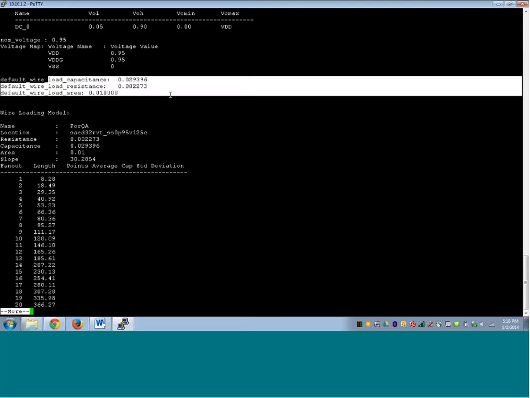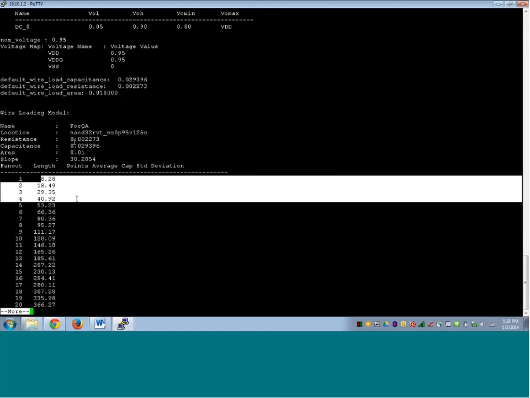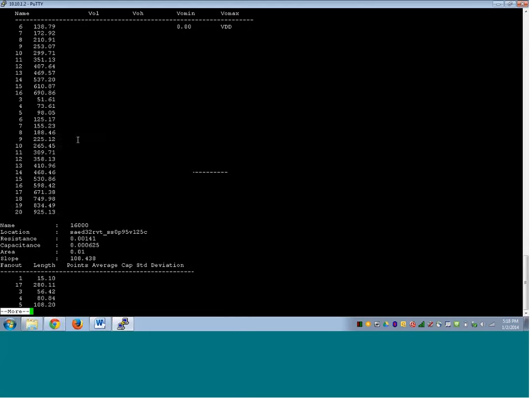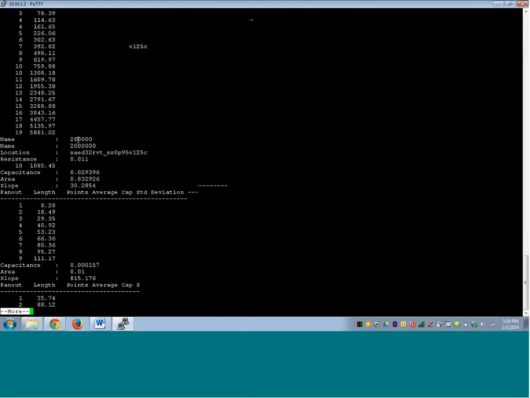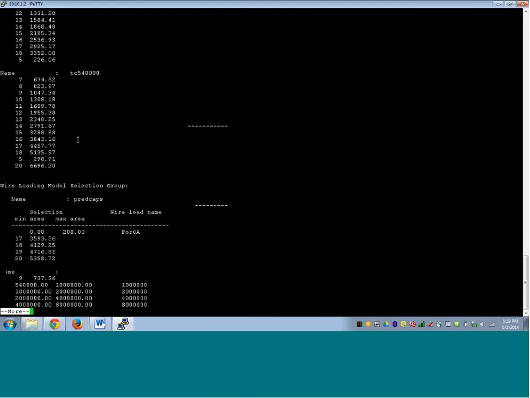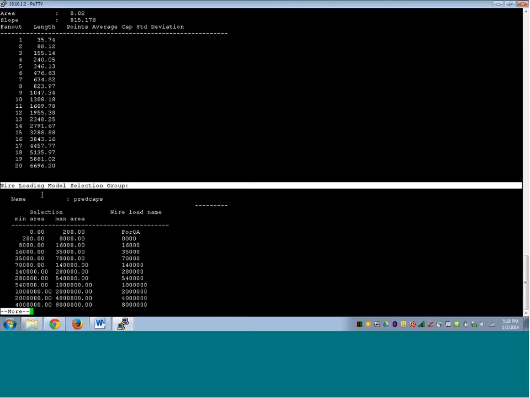Some default values. Whatever we saw in the library, it's all here in this report, and it's a bit easier to read compared to the text file. It gives a list of wire load models. It also tells that for a particular length, for a particular fanout, what is the length it will use for a particular wire load model. So these are all the wire load models. It tells us also about the wire load model selection group and so on.